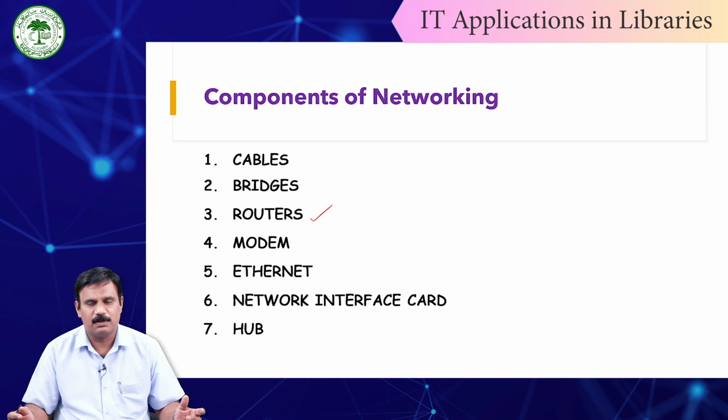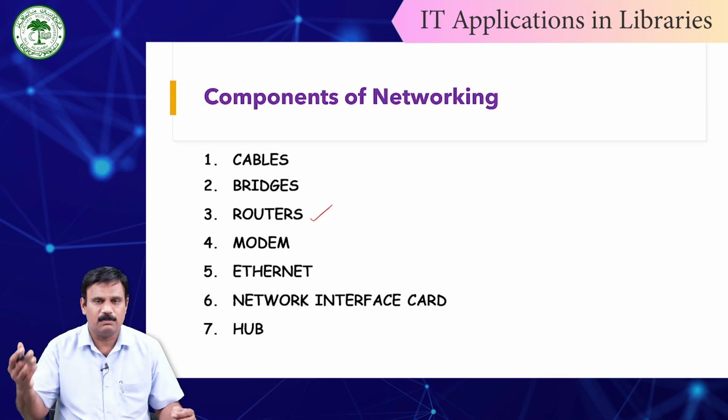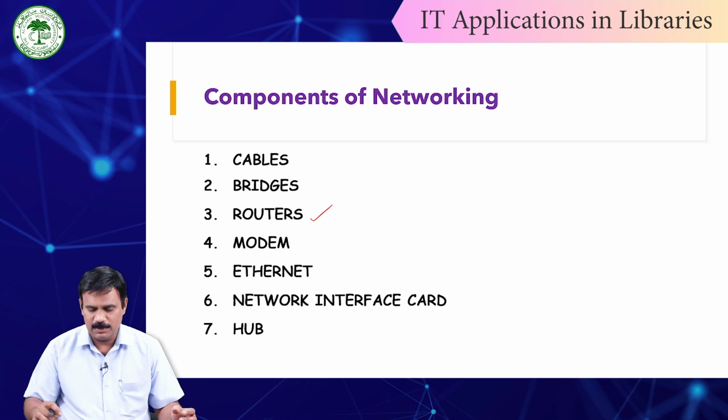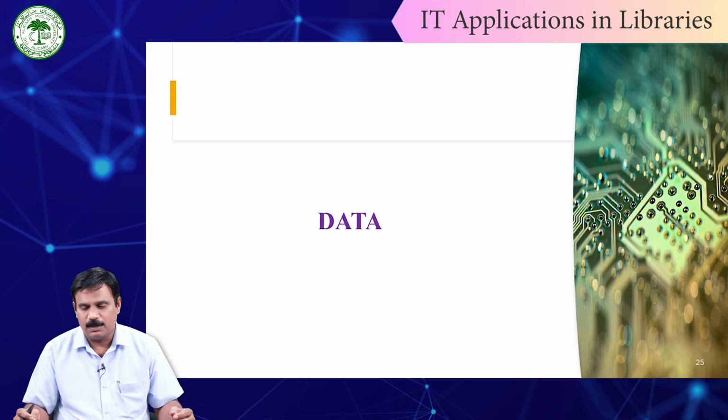Next, the network interface card is another component which is required for networking. It's a device by means of which the workstations are connected functionally and physically to the network. We need another device that is known as a hub. A hub is a physical layer device that is used to interconnect the multiple nodes of a computer. Okay, so these are the major components of networking.